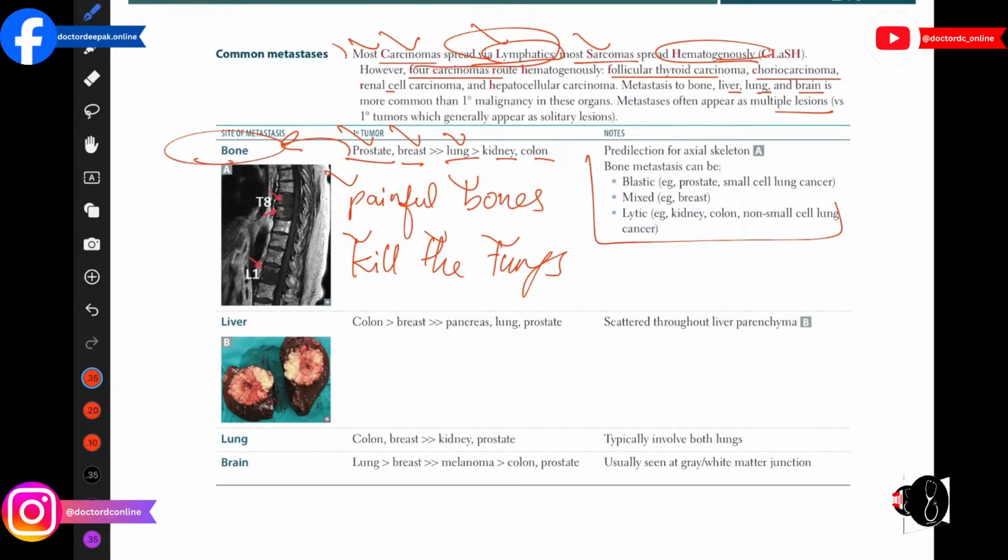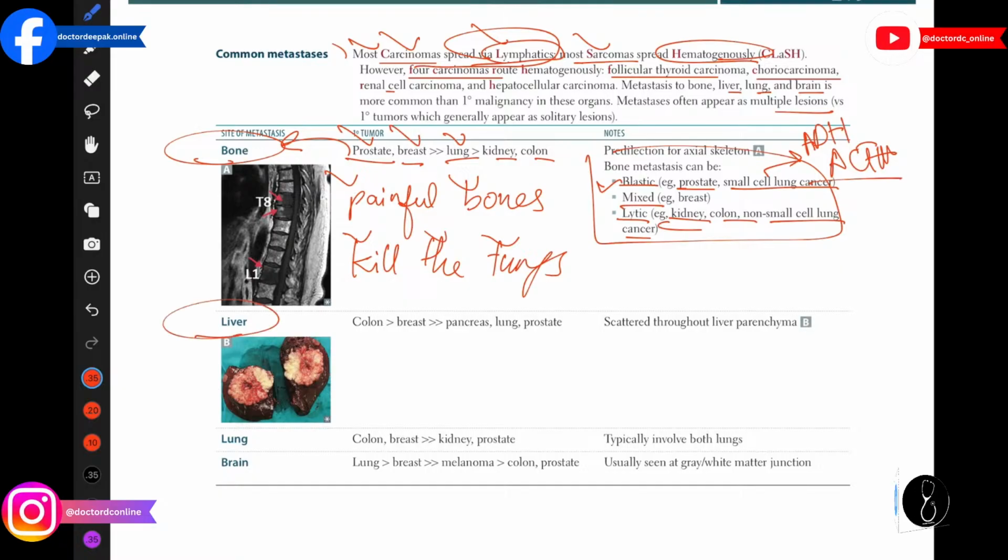Bone metastasis can be of different types: blastic, mixed, and lytic. Lytic means it is going to break down the bone. Blastic means there is overproliferation, overgrowth of bone. Blastic metastasis is seen with prostate or small cell lung cancer. Small cell lung cancers have an association with ADH and ACTH, okay? It's a very important point.